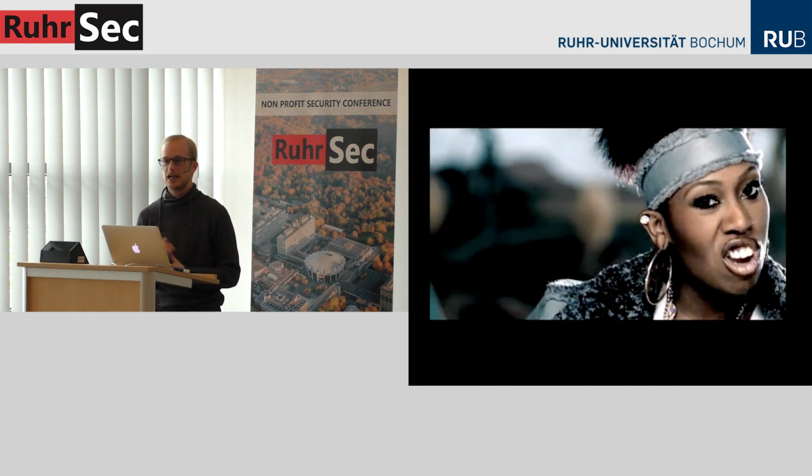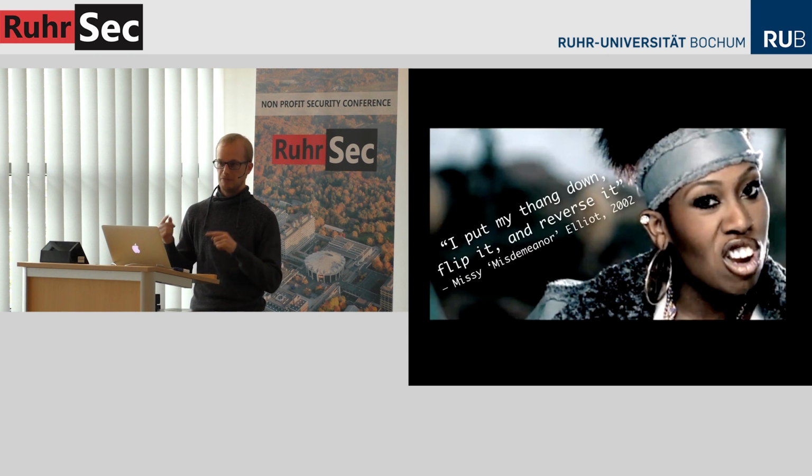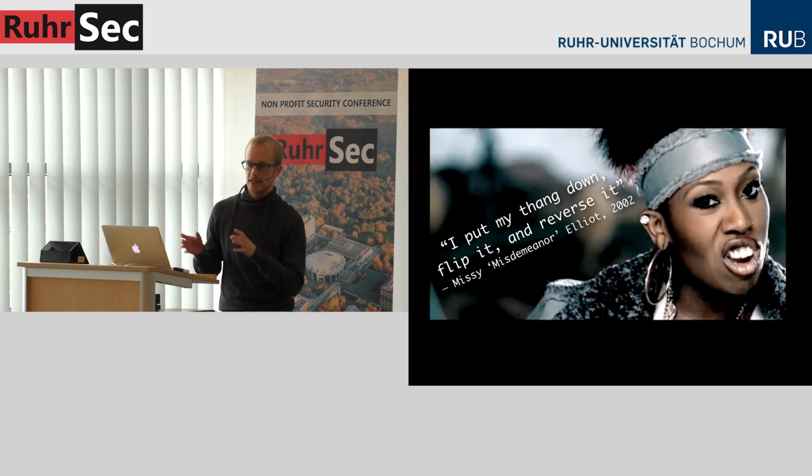Luckily for us, a brilliant computer scientist by the name of Missy Elliott came up with a bulletproof algorithm that accounts for these issues. And the algorithm goes, I put my thing down, flip it, and reverse it. And indeed, if you swap the position of any combining marks with the symbol they belong to, as well as reversing any surrogate pairs before further processing the string, all these issues are avoided successfully.